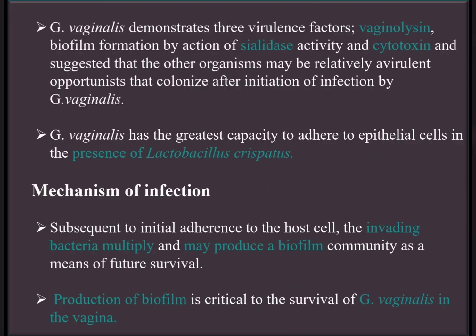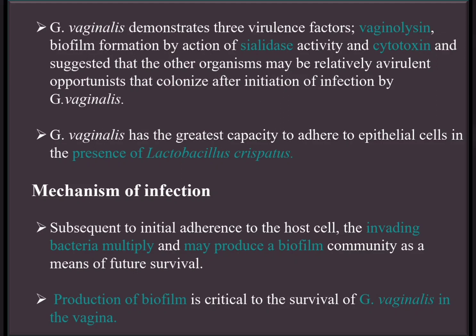G. vaginalis demonstrates three virulence factors: vaginolysin, biofilm formation by action of celluloidase activity, and cytotoxin. The other organisms may be relatively avirulent and may colonize after initiation of infection by G. vaginalis. G. vaginalis has the greatest capacity to attach to the epithelial cell in the presence of Lactobacillus crispatus.